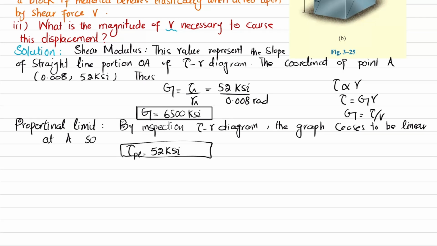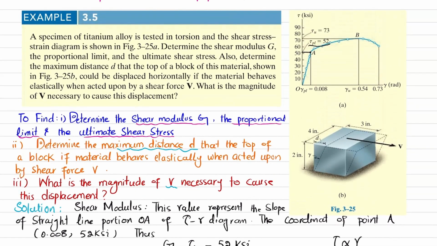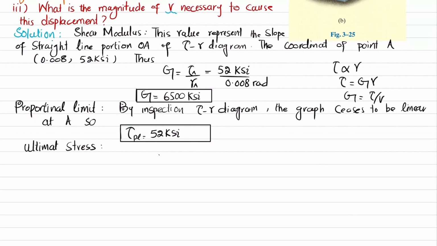The last thing in this first part is the ultimate stress. The ultimate shear stress is the maximum stress that this titanium bar bears under torsion. You can see at point B, this value is the maximum value. This is tau U, the ultimate shear stress, and that is 73 ksi. So we can write directly that the ultimate shear stress under this torsion comes out to be 73 ksi. This is the answer to our first part.